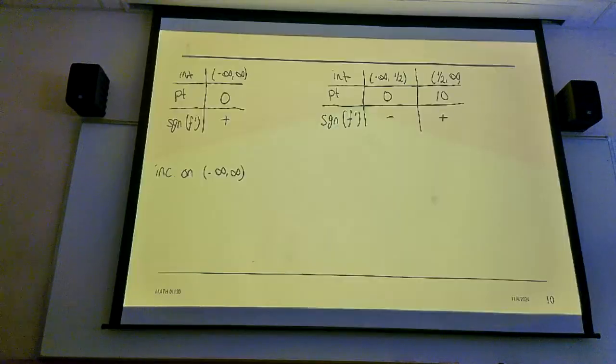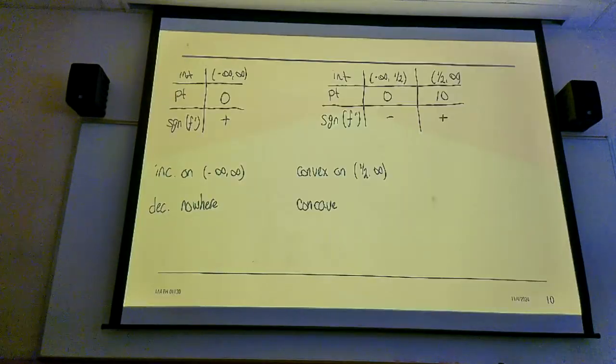Increasing when the derivative is positive. Decreasing when the derivative is negative. Increases everywhere, decreases nowhere. Convex when the second derivative is positive. Concave when it's negative.